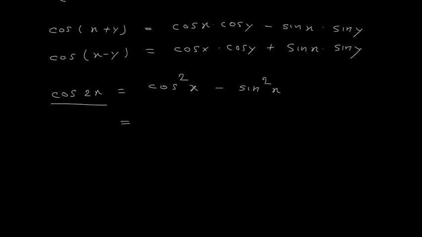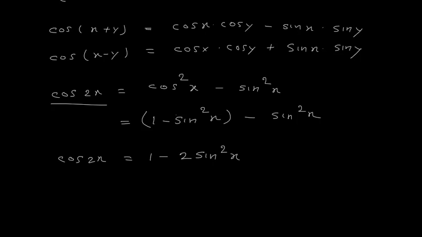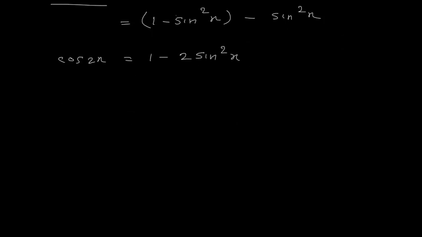Now this cos square x can be written as 1 minus sin square x. This is a trigonometric identity. Cos square x can be written as 1 minus sin square x. So 1 minus sin square x minus sin square x, you will get 1 minus 2 sin square x. So cos 2x is 1 minus 2 sin square x. This is again one new formula. Cos 2x is cos square x minus sin square x, and cos 2x is 1 minus 2 sin square x.